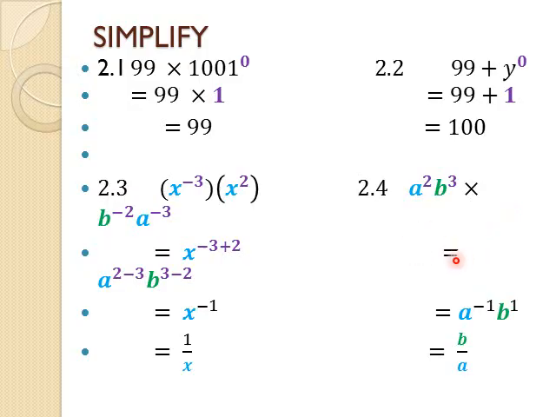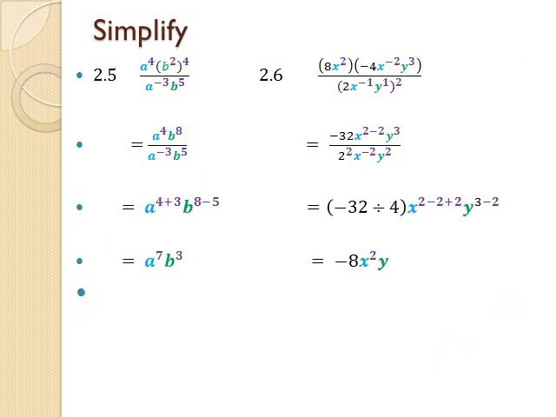Right? My final answer, not allowed to have a negative exponent. So that is negative on top. I must take it to the bottom to make it positive, right? So b over a. Right? Let's look at the next set of problems.